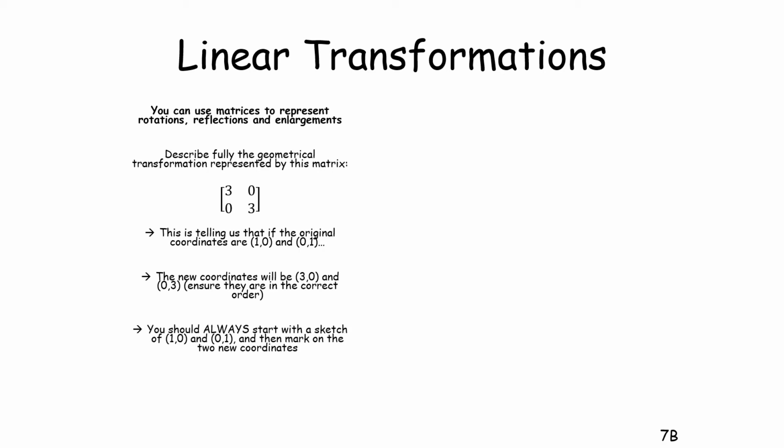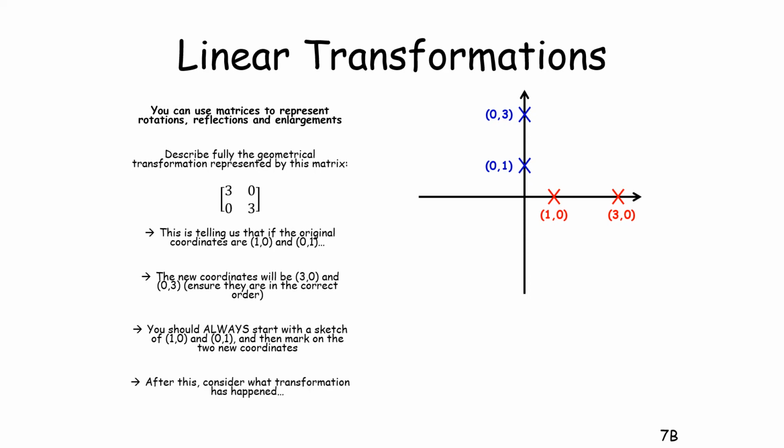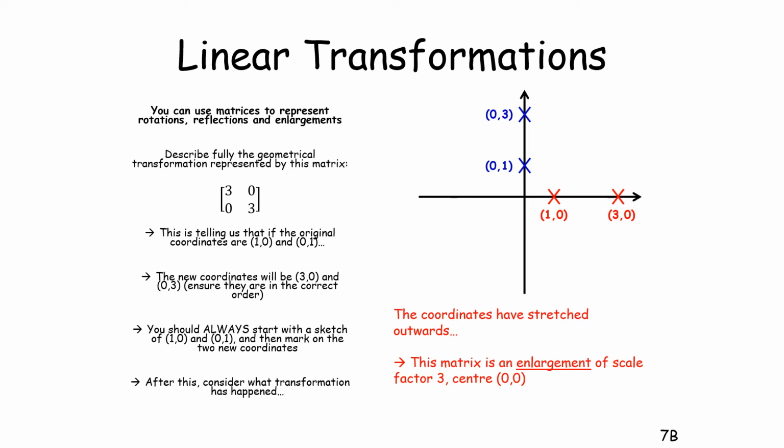And it's important that they are in correct order. So you should always start with a sketch of 1, 0, 0, 1, and then mark on the two new coordinates. So remember, it's just a sketch, so we could do something like this: 1, 0, 0, 1, and then look at the new coordinates 3, 0, and 0, 3. After this, consider what transformation has happened. The coordinates have stretched outwards. The matrix is an enlargement of a scale factor 3 with center 0, 0.